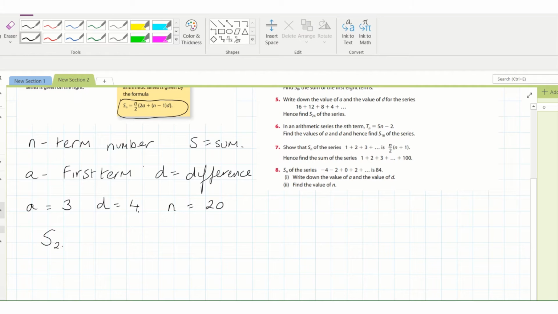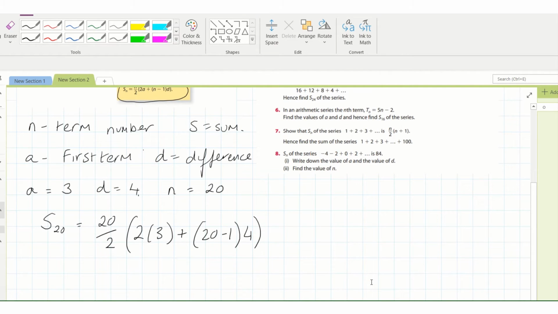So the sum of the first 20 terms is equal to 20 divided by 2, because n is equal to 20, times 2 times a, which is 3, plus n, which is 20, minus 1 times d, which is 4. Before I put it into my calculator, I'll just tidy it up a little bit. 20 divided by 2 is 10, and that's going to be 6 plus 19 times 4. So this is going to give me 10 times 82, which is 820. Okay, so that's how you go about using that formula.